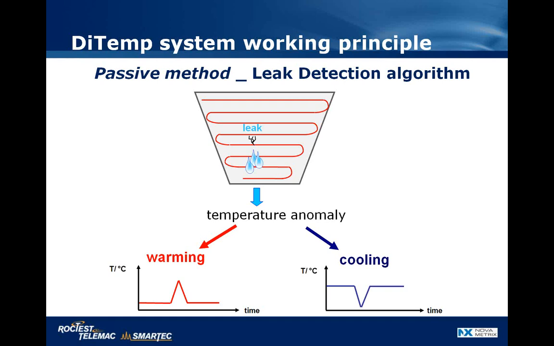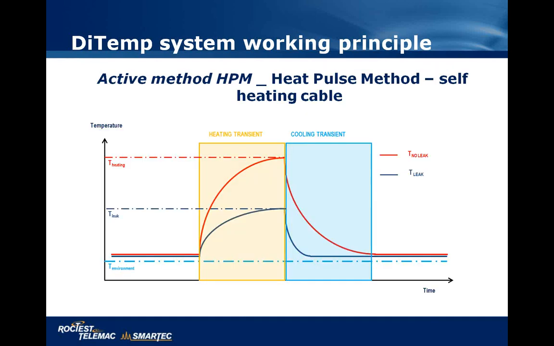The SMARTEC fiber optic distributed system can work in two different configurations. The so-called passive method relies on direct detection of temperature anomalies induced by liquid spilling. The method is typically used when a gradient of approximately 5 Celsius degree between the liquid and the sensing cable can be assured. The so-called heat pulse method or active method is on the other end used when the gradient between the liquid and the sensing cable is negligible and smaller than 1 Celsius degree.